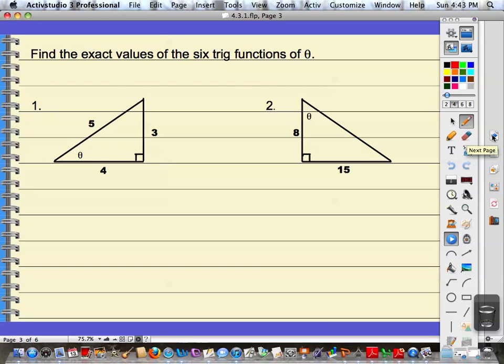So, if we start here in problem number 1, and we look for the sine of theta. The sine is the ratio of the opposite side over, or divided by, the hypotenuse. So the sine of theta is 3/5. That's it. That's an exact value. Okay? I don't have to do anything more to it. The cosine of theta is the ratio of the adjacent side, or the adjacent leg, with the hypotenuse. So that's 4/5. The tangent of theta, we said, was the opposite leg over the adjacent leg, 3/4.